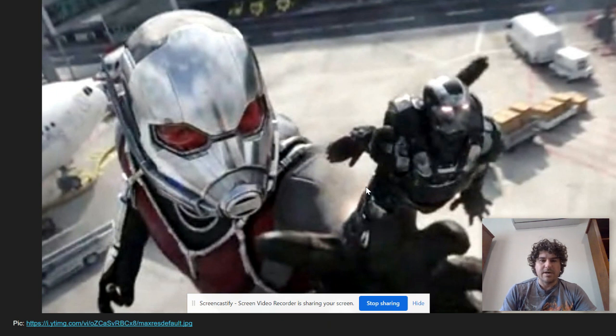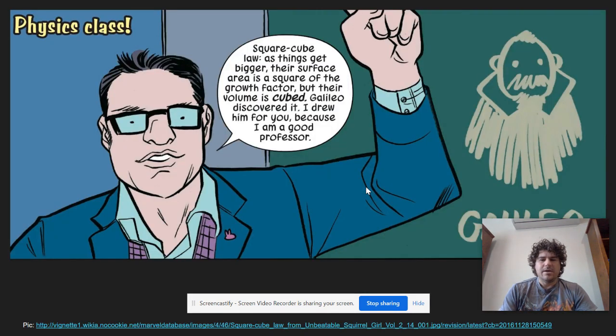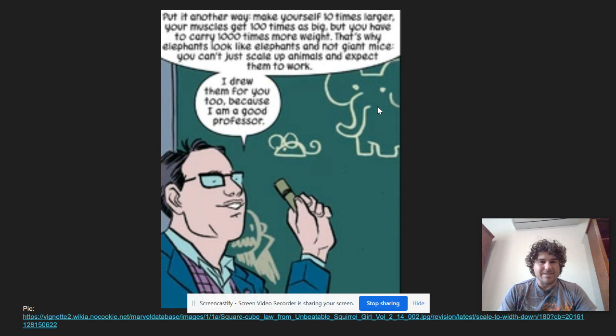You'd have to put up a slide there, some video clips and pictures, okay? So here's a problem with this. There's something called the square-cubed law in physics. What it is, is that as things get bigger, their surface area is a square of their growth factor, but their volume is cubed. Galileo discovered it, and there he is there. So to put that another way, if you make yourself 10 times larger, your muscles get 100 times as big physically, but you have to carry 1,000 times more weight. So even though you're increasing it by 10 times the size, you're actually increasing it by 1,000 times the weight.